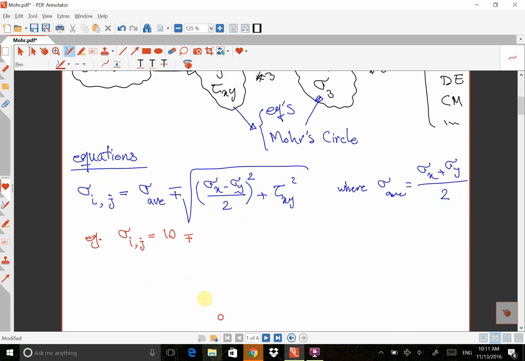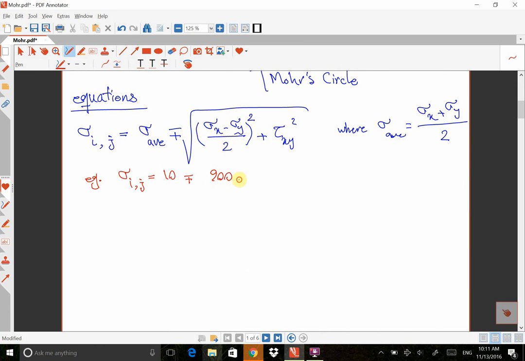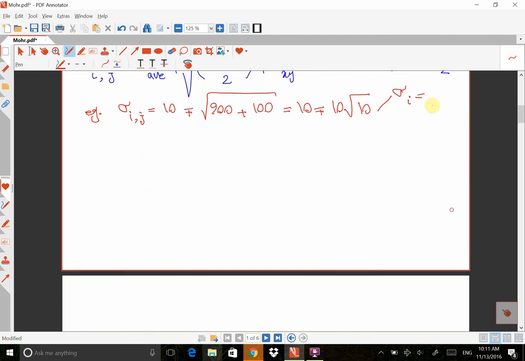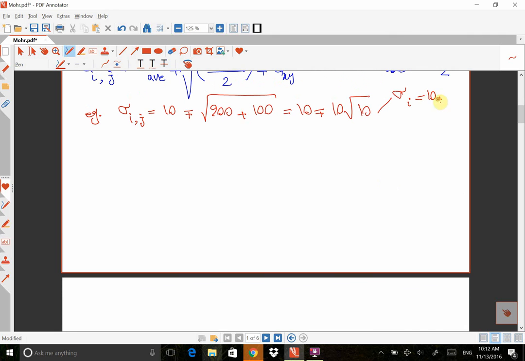30 squared is 900, plus 10 to the power of 2 is 100. So that will be 10 plus minus the square root of 1000. Okay, so one of the stresses, I'm going to say sigma I is 10 plus 10, and sigma j is 10 minus 10. Okay, so that's the first way how to find two of the critical stresses.